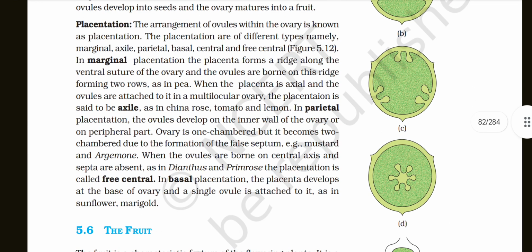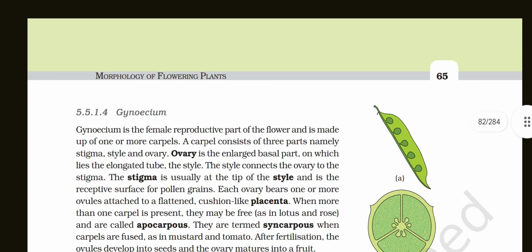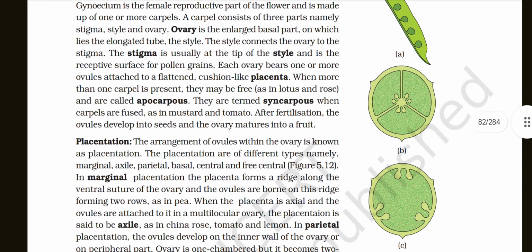Placentation. The arrangement of the ovules within the ovary is known as placentation. The placentation is of different types, namely marginal, axial, parietal, basal, central, and free central. In marginal placentation, the placenta forms a ridge along the ventral suture of the ovary, and the ovules are borne on this ridge, forming two rows, as in pea. This is marginal placentation.